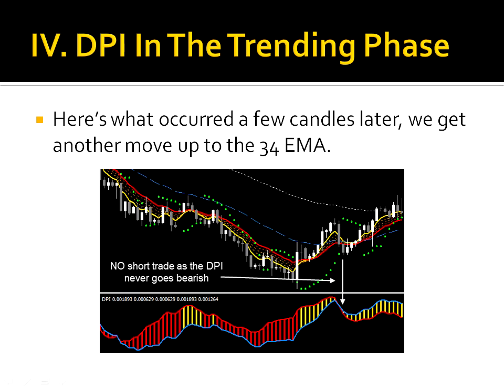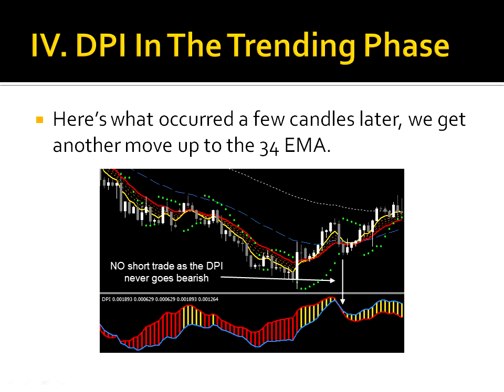The gray candle there had the parabolic dot move above it. However, the DPI stayed bullish. It stayed yellow. It said that the market is not finished with its upward move. And sure enough, if we had taken that trade, it would have been an instant loser. The DPI filtered out that trade.